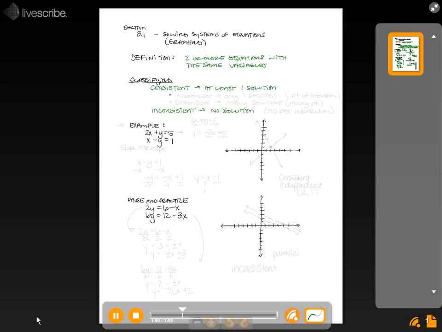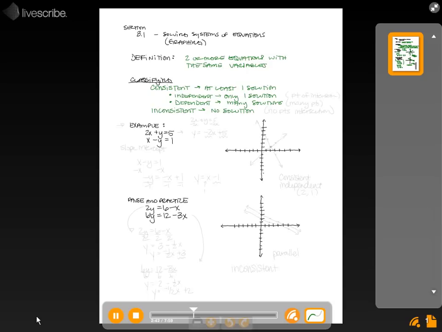Consistent then can be broken down into two more categories. You could have what's called independent, which means it has only one solution, or dependent, which means it has many solutions. Okay? So we could have consistent independent, which means there's only one solution to our problem. Consistent dependent, which means there are many solutions to our problem. Or inconsistent, which means there's no solution to our problem.